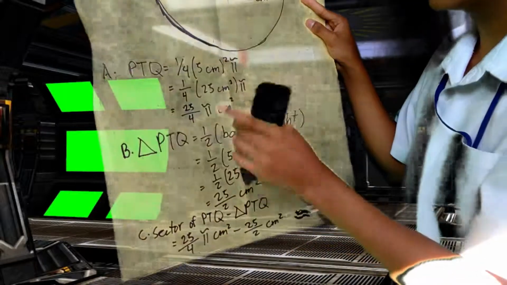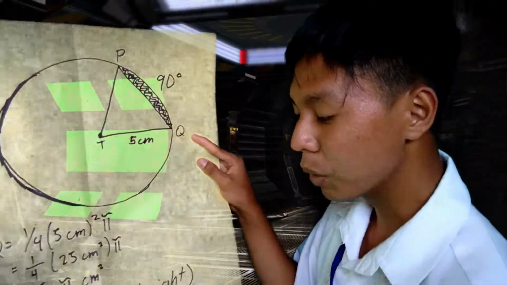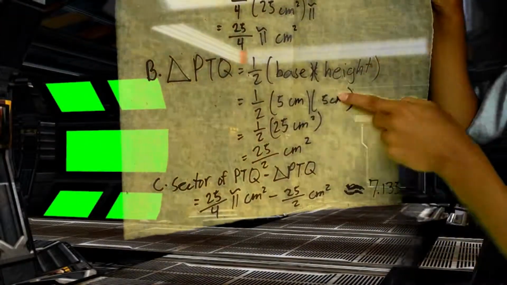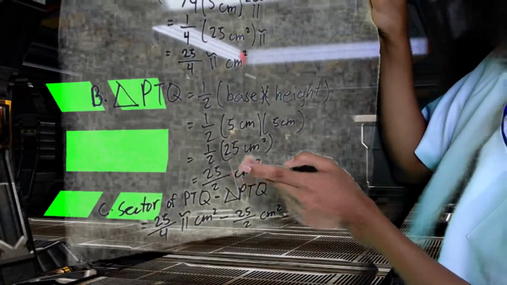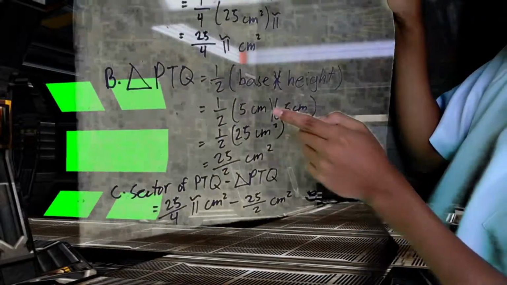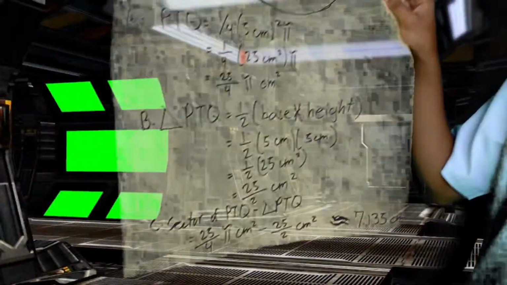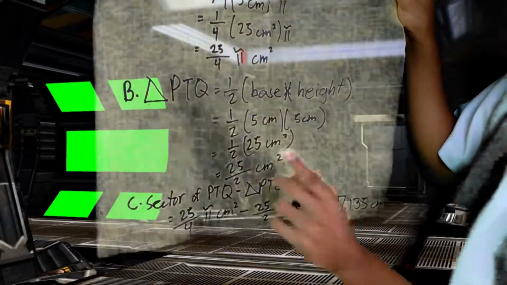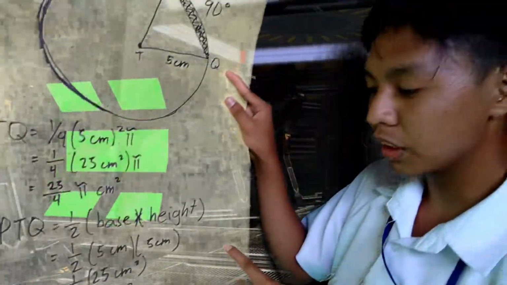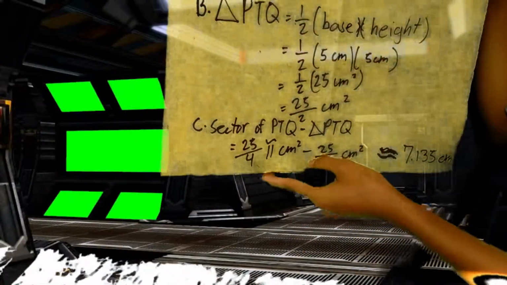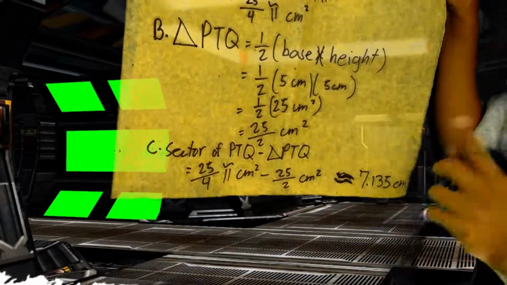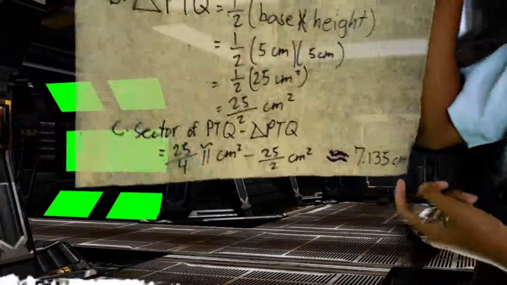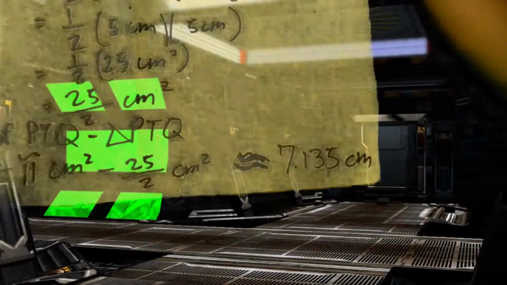The area of triangle PTQ is equal to 1/2 base times height. So 1/2 times 5 centimeters and 5 centimeters will become 1/2 times 25 centimeters squared, which is 25 over 2 centimeters squared. To get the value for the segment, we take the sector PTQ minus triangle PTQ. So 25 over 4 pi centimeters squared minus 25 over 2 centimeters squared will be approximately 7.135 centimeters squared. That's it.